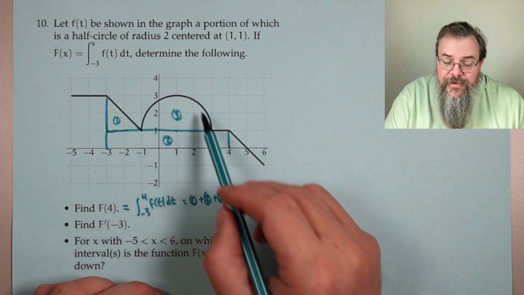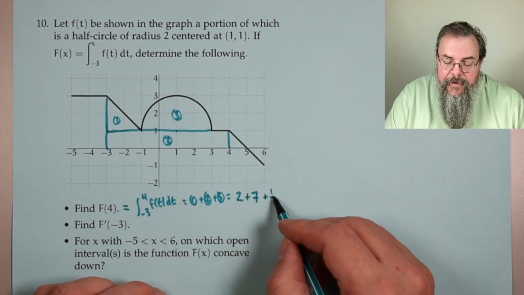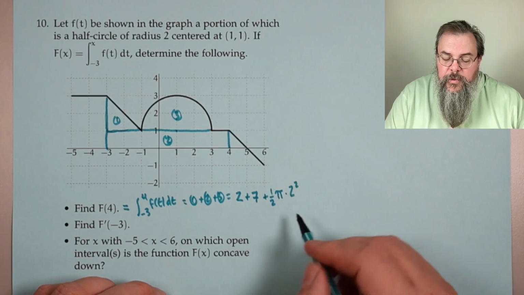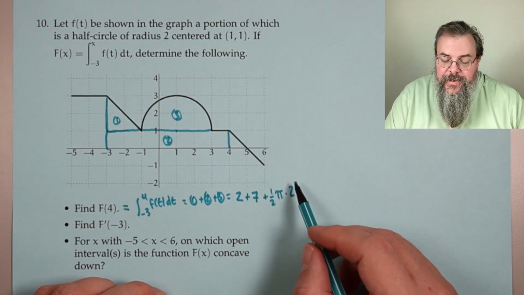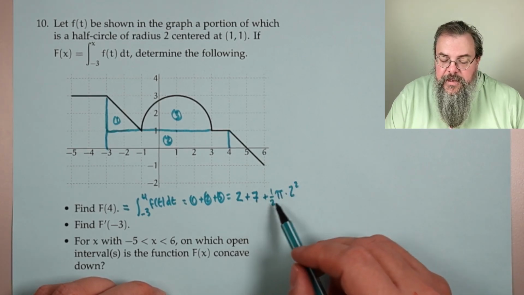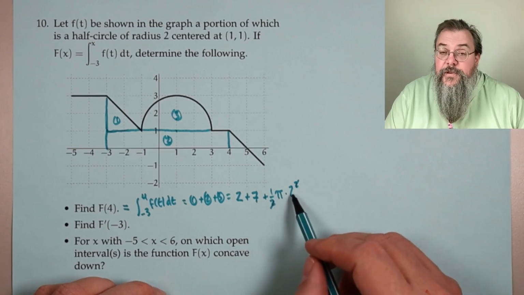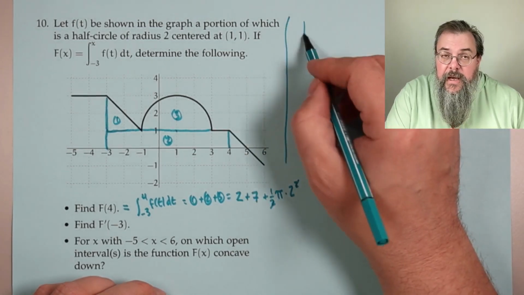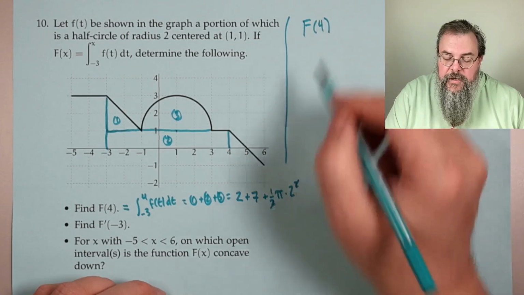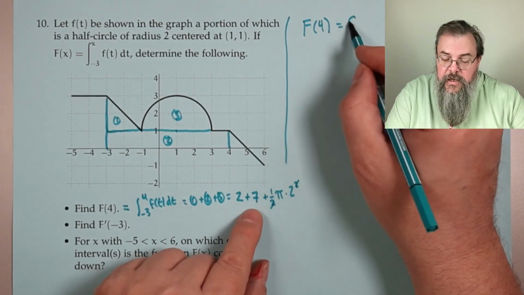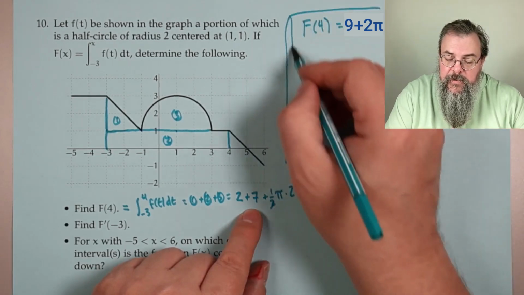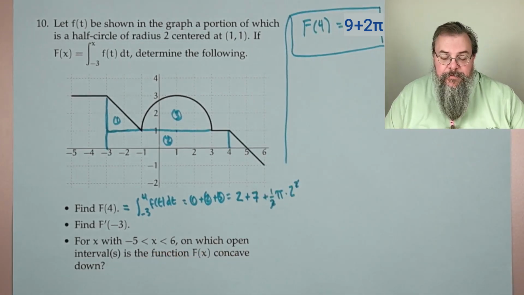Now for this half circle, it's half of a circle of radius 2. So 1/2 pi 2 squared. So 2 plus 7, here you can cancel off a single 2, plus 2 pi. So we can put our notes up here. F of 4 is equal to 9 plus 2 pi. Okay, so there's the first piece.